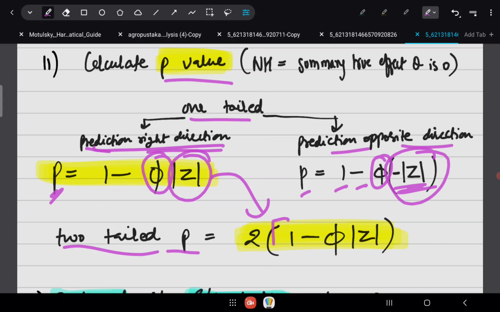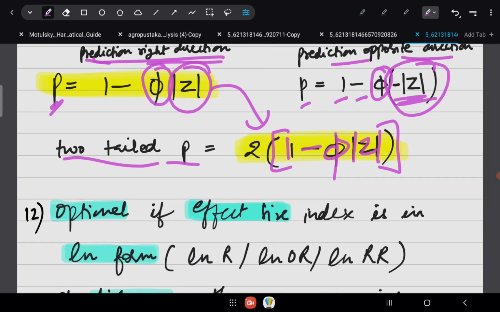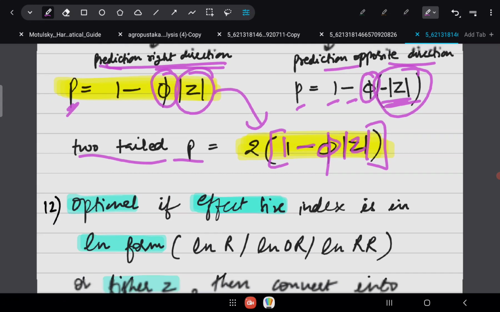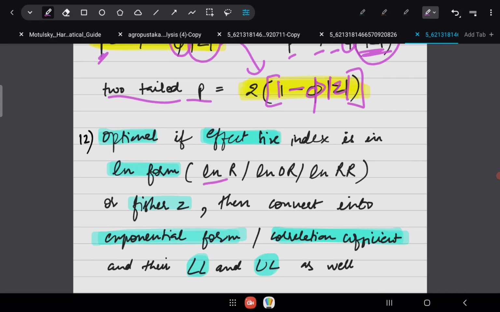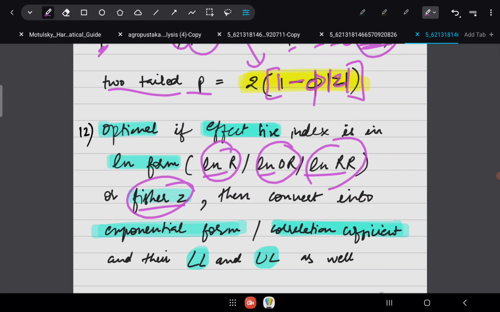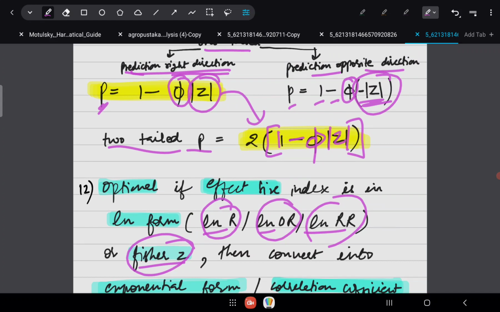So it will be 2 multiplied by 1 minus normal distribution function of Z statistic. And of course, at the end, if your summary effect was in the logarithmic form or it was in Fisher-Z form, then you might have to convert them back into the exponential form and this Fisher-Z back into the correlation coefficient form to report the final summary effect and the upper and the lower limit. But for calculating p-values, everything has to be in the logarithmic or Fisher-Z form only.